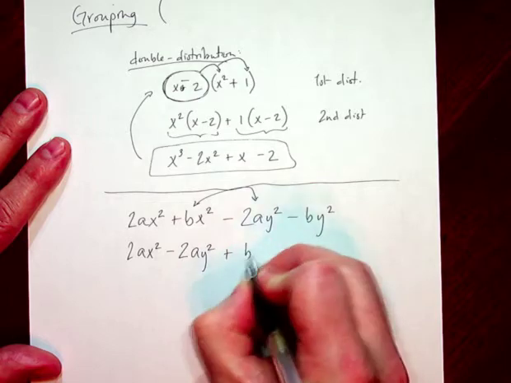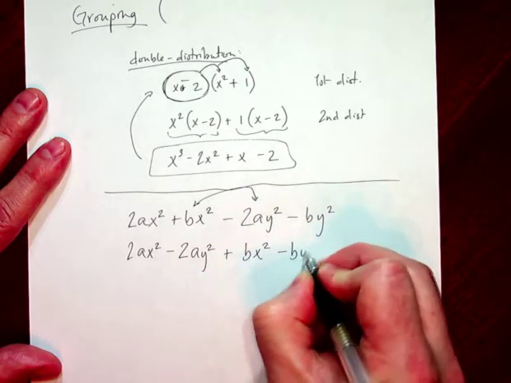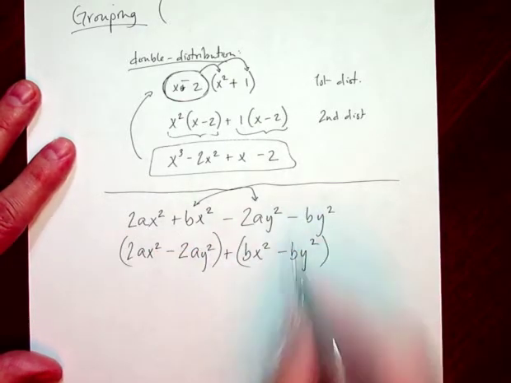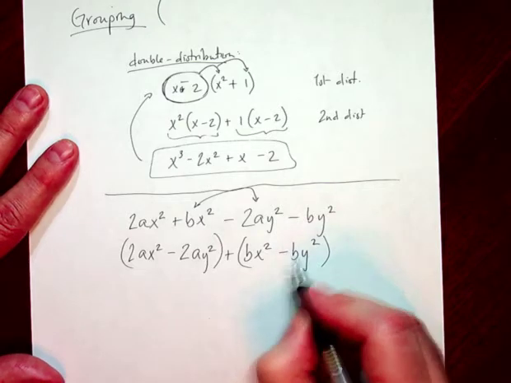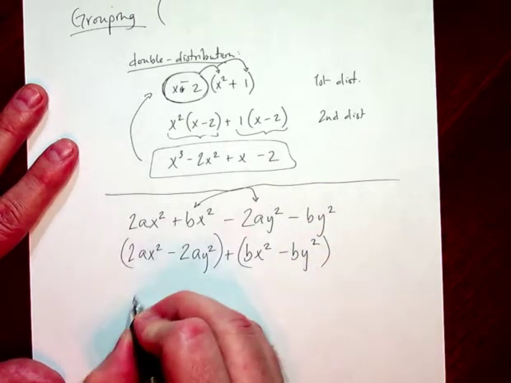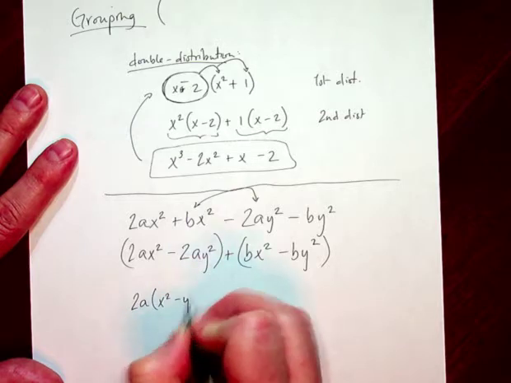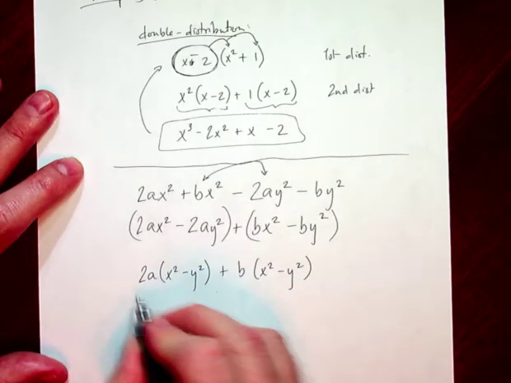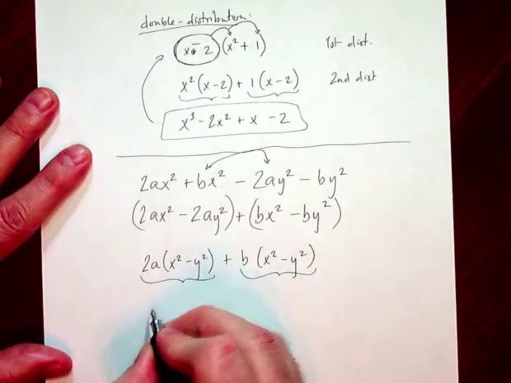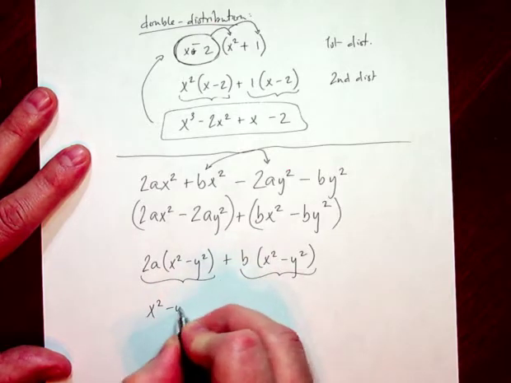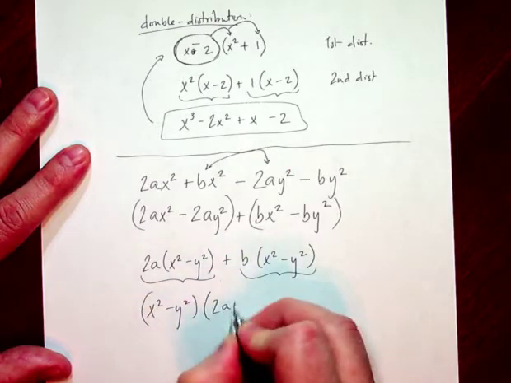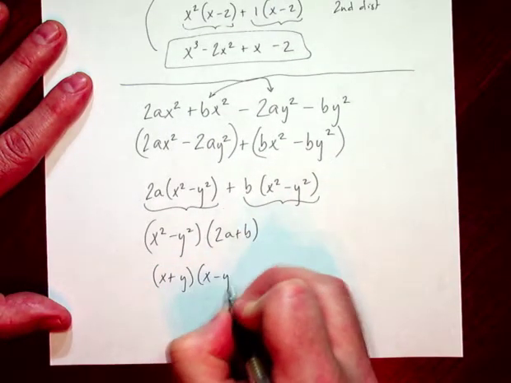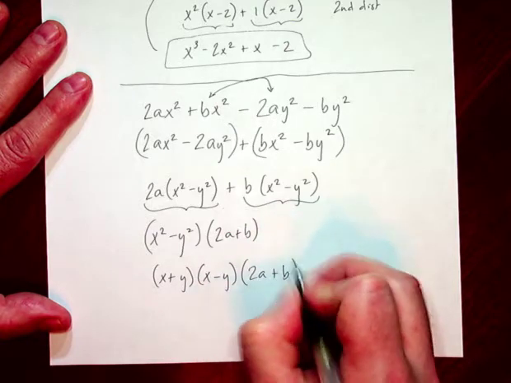And if you do that, all of a sudden, oh my gosh, will you look at that? You don't have a negative middle term. So when you group, you don't have to worry about remembering to change the sign of that last term. So from here, you have 2a x squared minus y squared plus b x squared minus y squared. And of course, this is two terms. I can pull out that x squared minus y squared, and I'm left with 2a plus b, but I'm not done yet. I have x plus y, x minus y, and then 2a plus b.